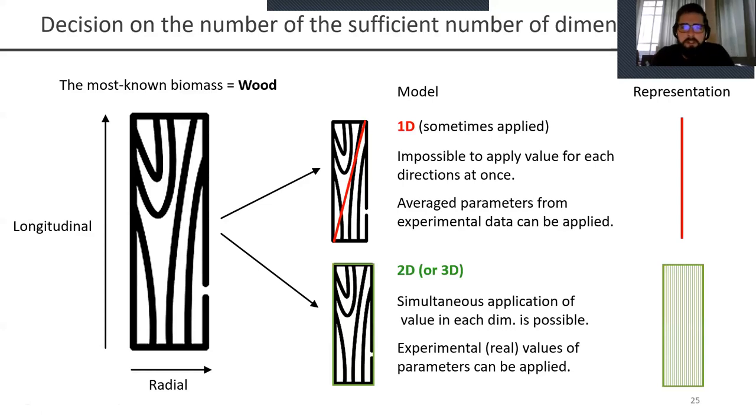But we can also model the geometry as three-dimensional, in which we can link the dimension-dependent parameters to the dimension, and apply the real values which were measured before. That should give us a more accurate result in the end. The question is, do we need 2D or do we need 3D?